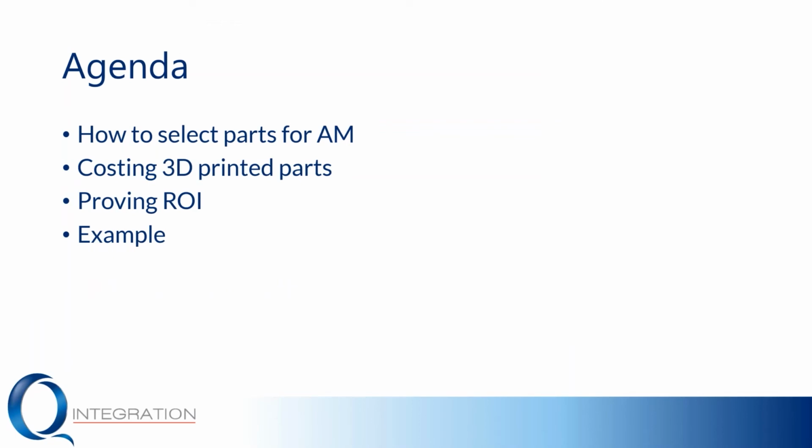So, in order to discuss this, we're going to talk about a few things pertaining to this issue, namely how to select parts for additive manufacturing, what parts make sense for additive manufacturing, how you would typically cost 3D printed parts and some of the associated cost factors, and proving return on investment. So some of the things that you'd have to calculate to see what your return on investment would look like. And then we're going to go through a real world example that's going to illustrate how this works.